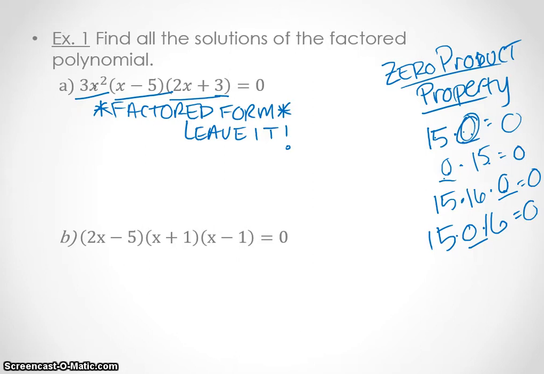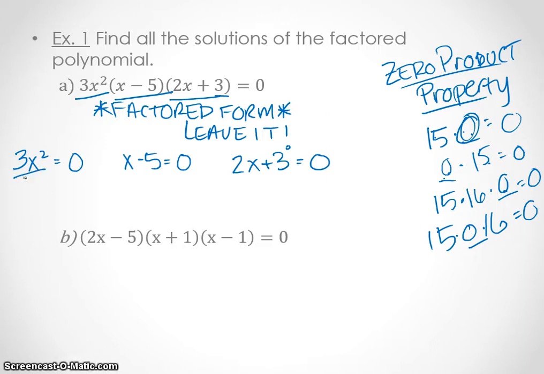So essentially, we take 3x squared and set it to 0 itself: 3x squared equals 0. Then we have x minus 5 equaling 0. And then our third thing is 2x plus 3 equaling 0. Now we have 3 separate equations, well, this one's quadratic, but 3 separate equations that we can now go ahead and solve.